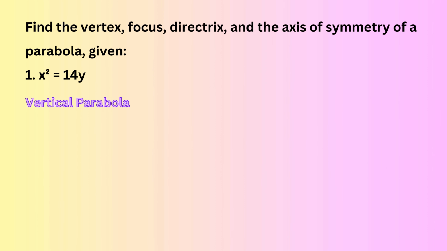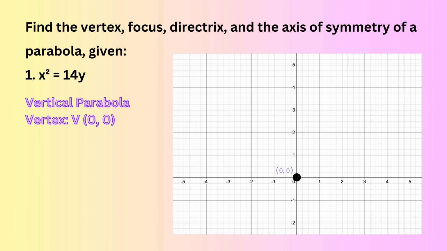So, going back to the given, this is a vertical parabola, since x is squared. The vertex is at the origin, or 0, 0. For the axis of symmetry, let us try to pull out a Cartesian plane to better visualize the concept. The axis of symmetry of any parabola will always pass through the vertex and the focus.